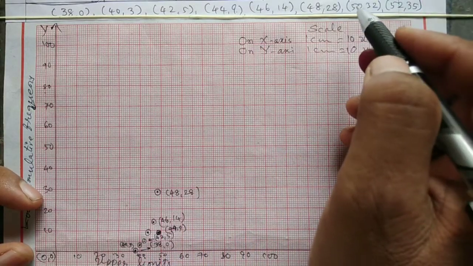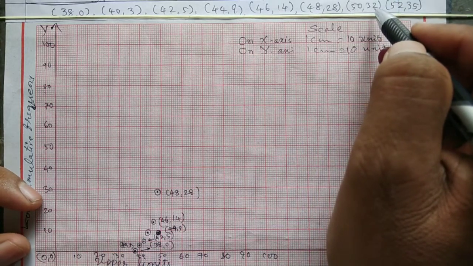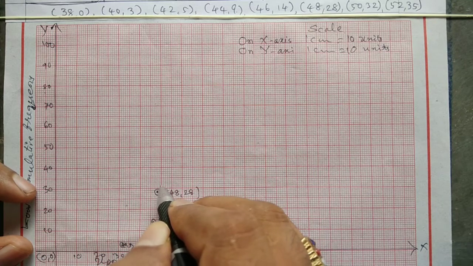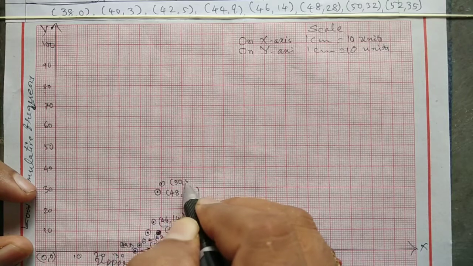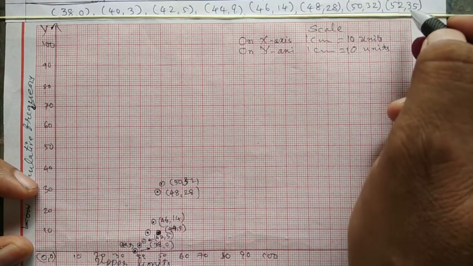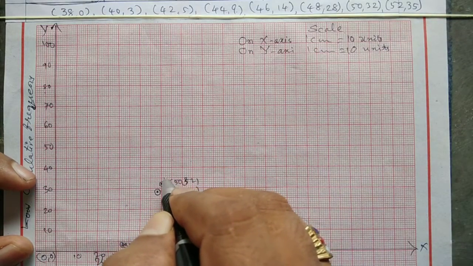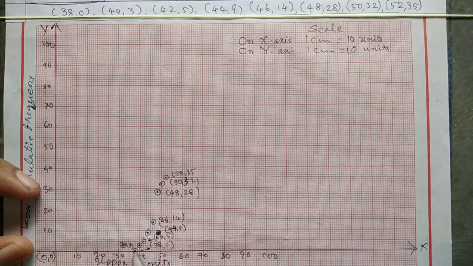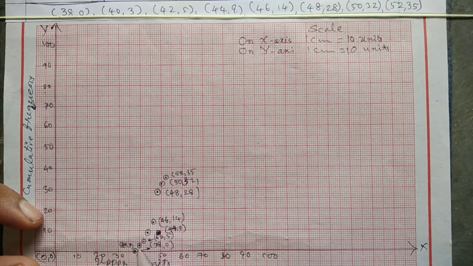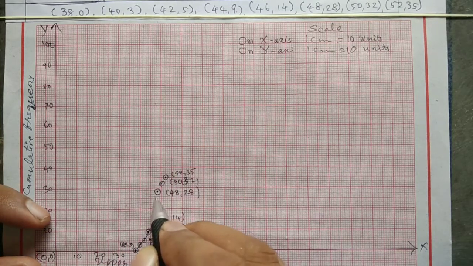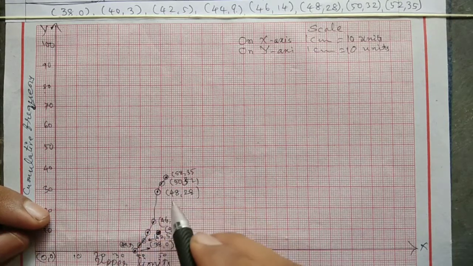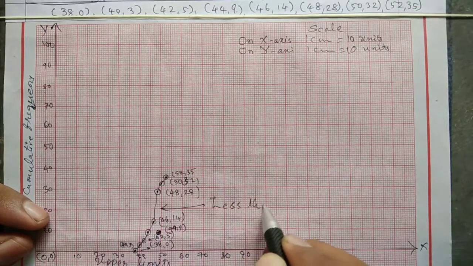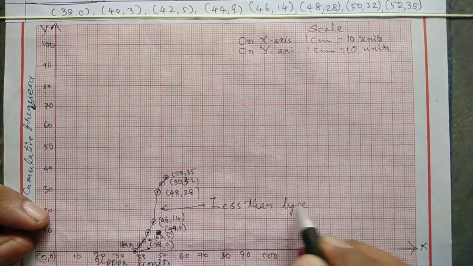Next 50, 32. Then 52, 35. We have to join these points by a smooth hand curve to make a less than type ogive. This is the less than type ogive.